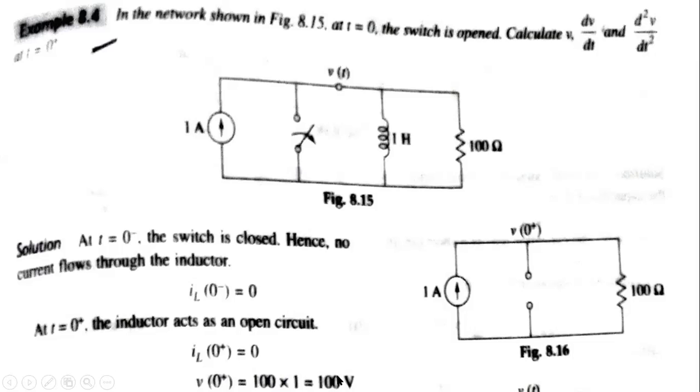What is my I? I is 1 ampere and R is 100 ohm. See here, R is 100 ohm and I is 1 ampere. So in this way, you will get V at 0 plus as 100 volt. Go for the next one.